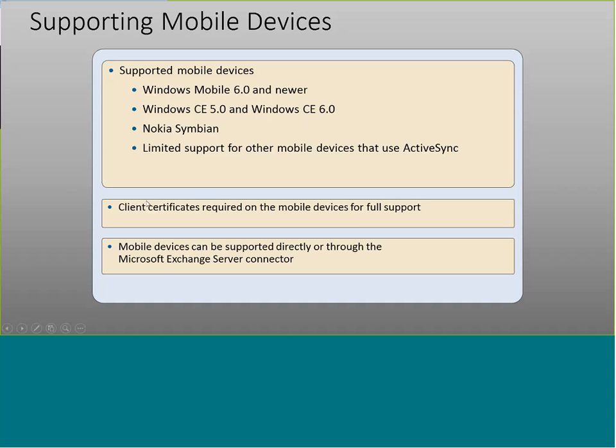Client certificates are required on the mobile devices for full support. Okay, this is a must. You need to have company certificates deployed to the client devices. Mobile devices can be supported directly or through the Microsoft Exchange server connector. So Microsoft Exchange on mobile devices is already used for corporate email, so they are already connected to your environment. SCCM can just add more security and easily deploy other software or company policies.